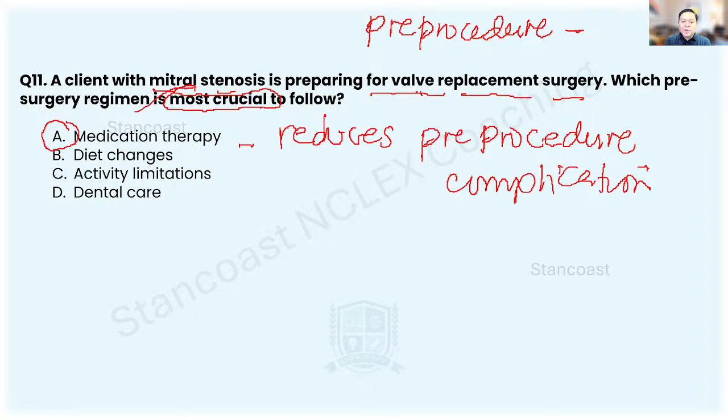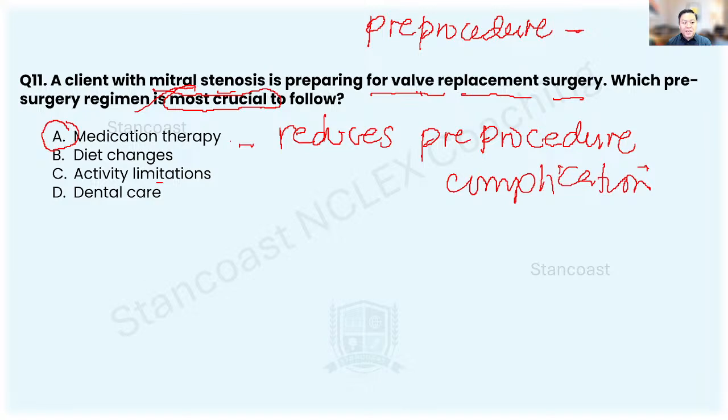All right. What about letter B, diet changes? Do you think that diet changes would be as high as the medication therapy or higher than that? Yeah, it's important, we know. But this is not going to be as immediately critical compared to the medication therapy. What about letter C? Activity limitations. Will that really help the patient? Will that place higher priority? I don't think so. The activity limitations might be necessary to reduce the symptoms and could probably prevent further strain on the heart, but this is not going to be as crucial compared to the medication therapy compliance.